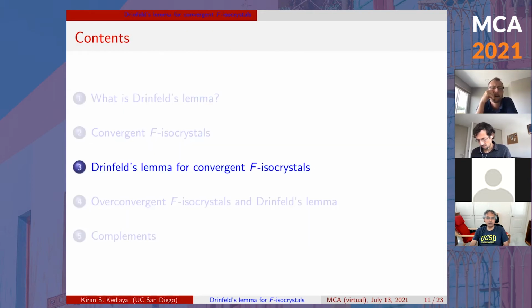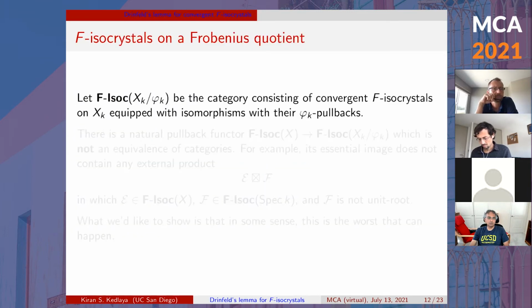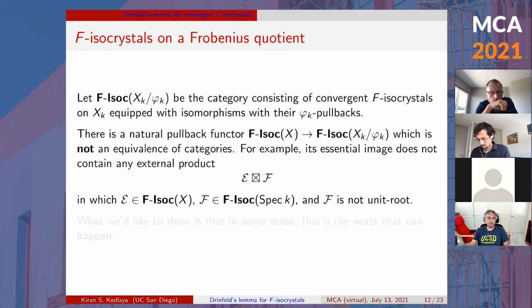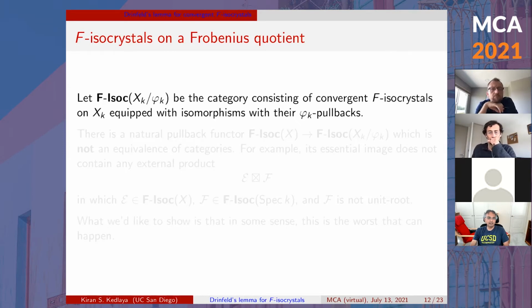Okay, so now we're ready to talk about Drinfeld's lemma. So now I'm ready to talk about convergent F-isocrystals on X_k modulo phi_k. And as promised, this is some kind of equivariant category. An object in this category will be a convergent F-isocrystal on X_k plus an isomorphism with its phi_k pullback. Now remember, by definition, these objects already come with an isomorphism with their total Frobenius pullback.